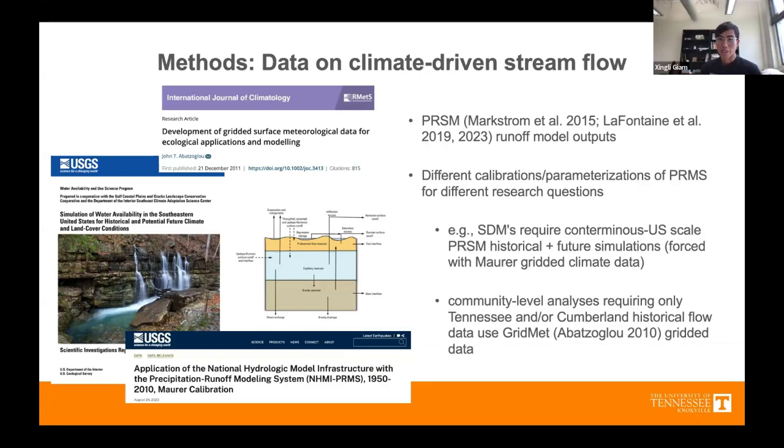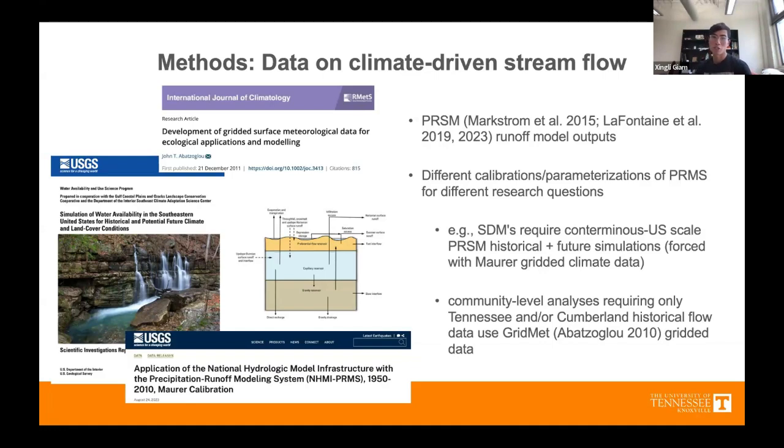For instance, if we want to run species distribution modeling, SDMs, and we require continental-scale data to train our models, because the non-native fish that occur in the Tennessee River Basin don't just occur in the basin, they occur in the conterminous US. So we have to use the entire US as a training region. For that, we have to use the version of the data that Jacob Lafontaine and his team have produced.